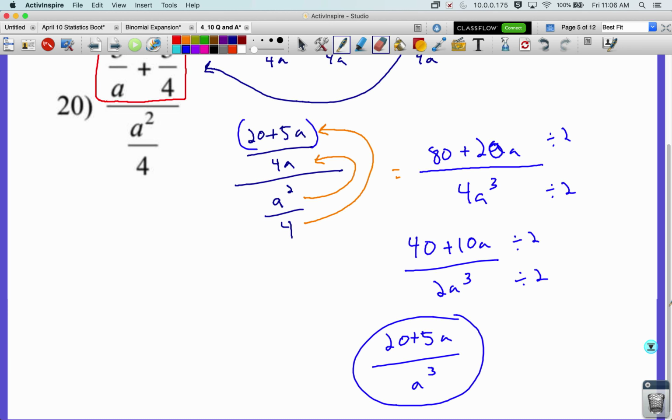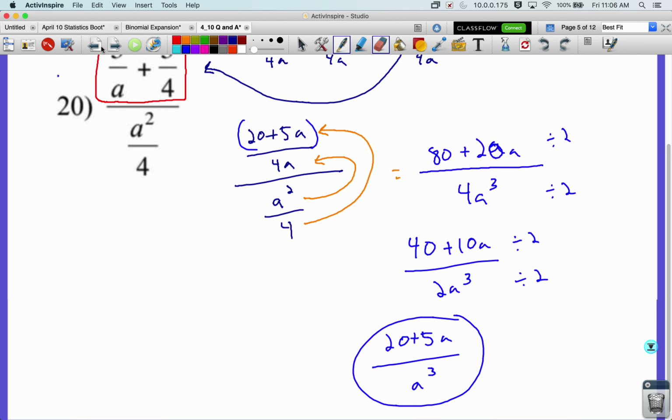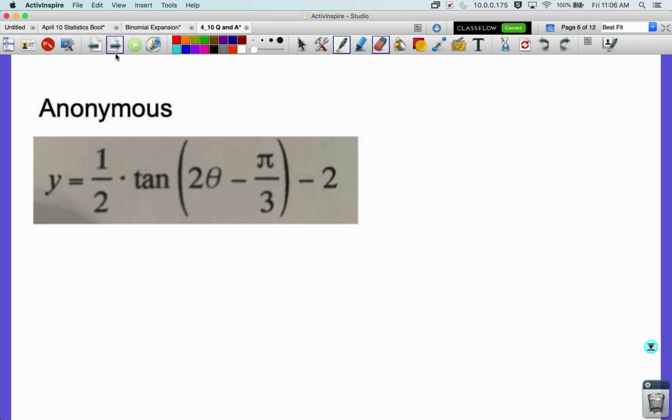Okay, good question with this complex fraction here. This is simplified because it's just one fraction and there's no negative or radical in the denominator.